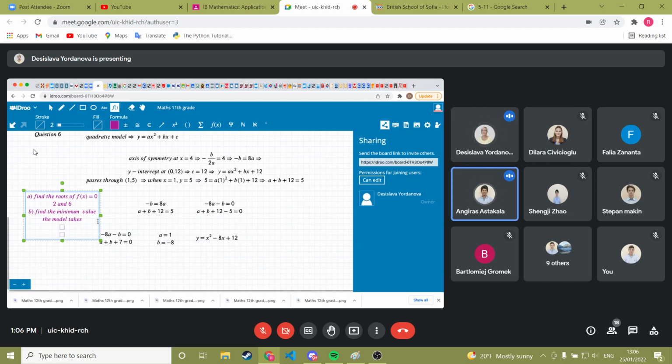Using the calculator you will get that the coordinates of the vertex, the turning point, are 4 and -4. Which one is the answer for the question? Find the minimum value the model takes. What does it mean by the minimum value the whole model takes, miss? Which of the two numbers is the value of the model? It's -4. Yeah, it is the y coordinate. So the minimum value the model takes is -4.